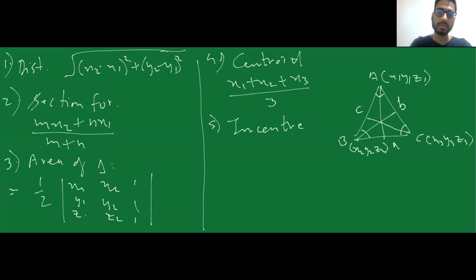Therefore, I can say that incenter is equal to a multiplied with x1, b multiplied with x2, and c multiplied with x3. So I will consider point C coordinate x3, and opposite to that is my side c. So pretty simple to understand. Incenter is going to be ax1 plus bx2 plus cx3, and in our denominator we are going to add all the sides a plus b plus c.